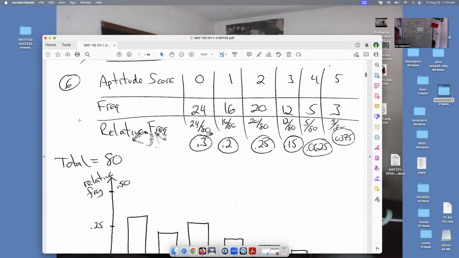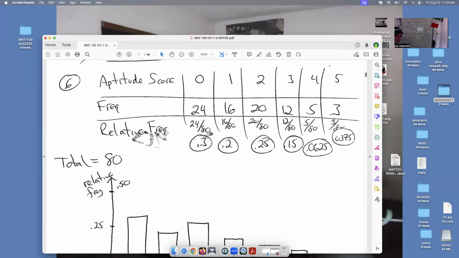So to create a frequency table, which leads to a frequency chart or a relative frequency chart, we just count the number of individuals that scored 0, and we put that number here. The number of individuals that scored a 1, scored a 2, a 3, a 4, and a 5. Okay, obviously, if we add all these up, we're going to get the total number of individuals, in this case, 80.